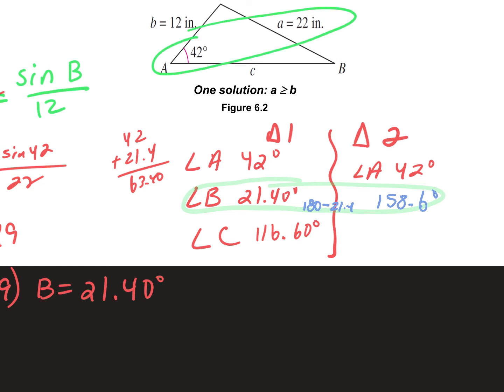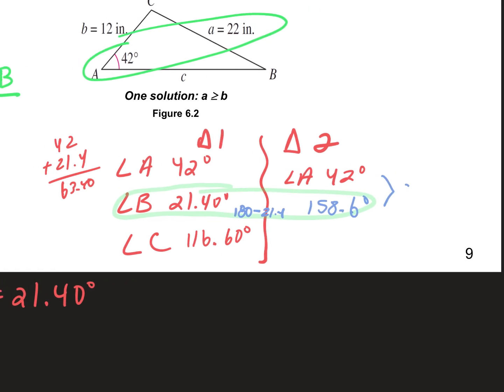So if there was a second triangle, angle B would be 158.6. How would you figure out angle C in the second triangle? What did we do in the first one? We took the two, added them up, and subtracted from 180. So we do the same thing. 42 plus 158.6 equals 200.6. How many degrees are in a triangle? 180. Are there enough degrees left over for a third angle? No. So is there a second triangle here? No.